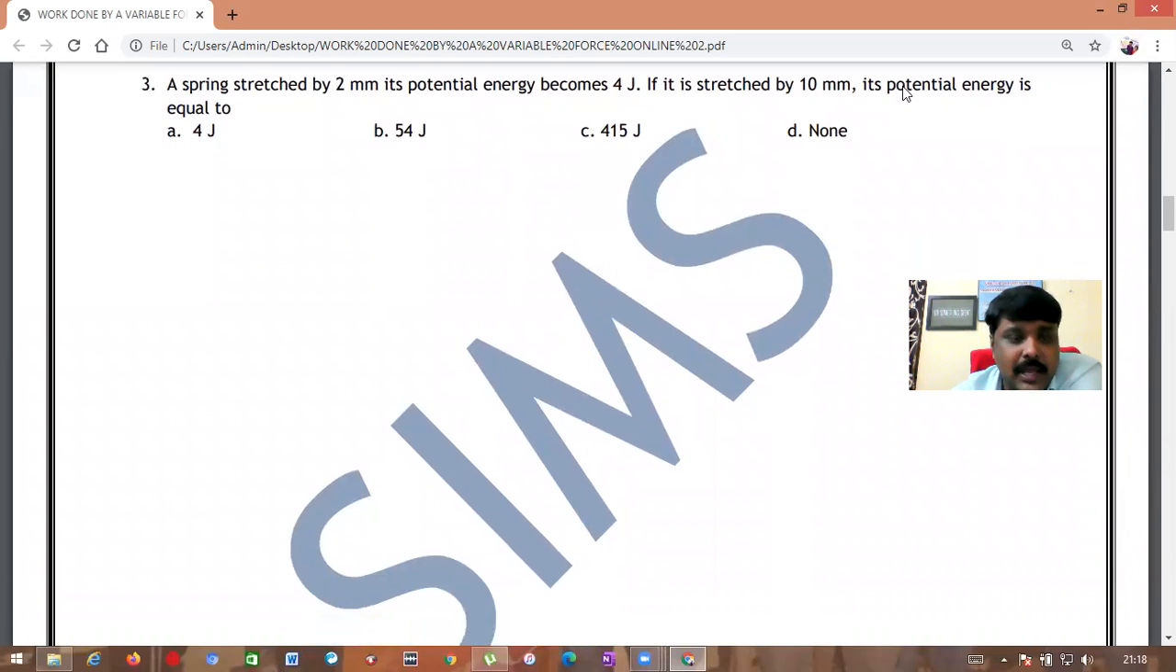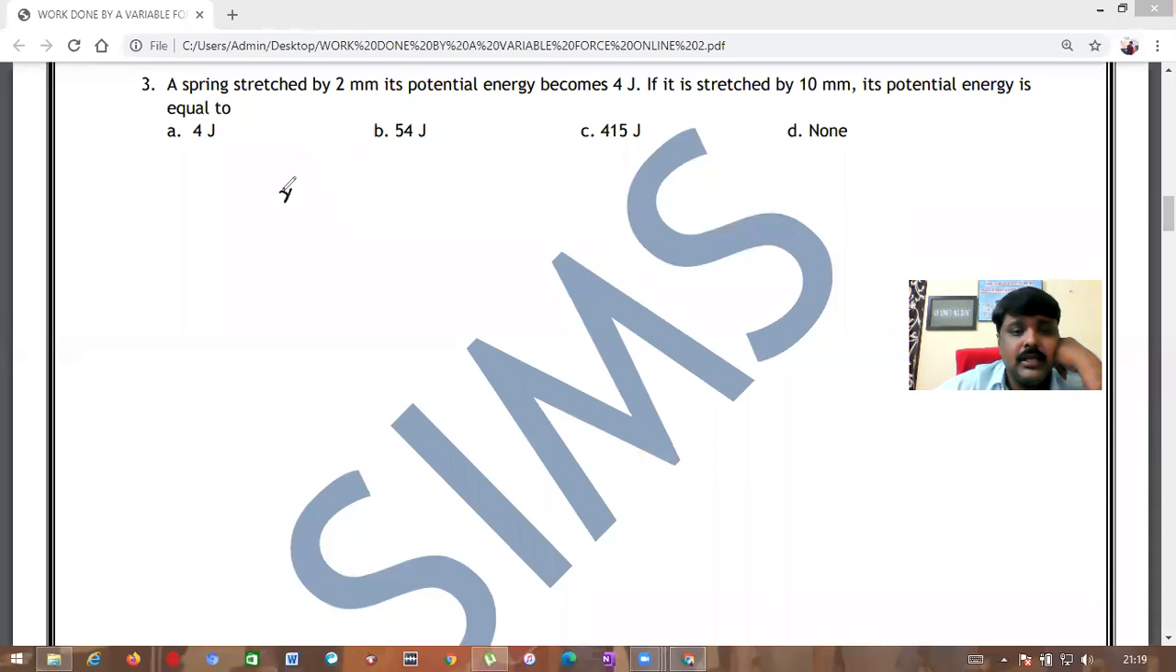Okay, the same type of question is being given again. A spring is stretched by 2 millimeters. Its potential energy becomes 4 joules. Let us take x1 as 2 millimeters, and potential energy, let us say E1 equals 4 joules. And in the second case, it is stretched by 10 millimeters.